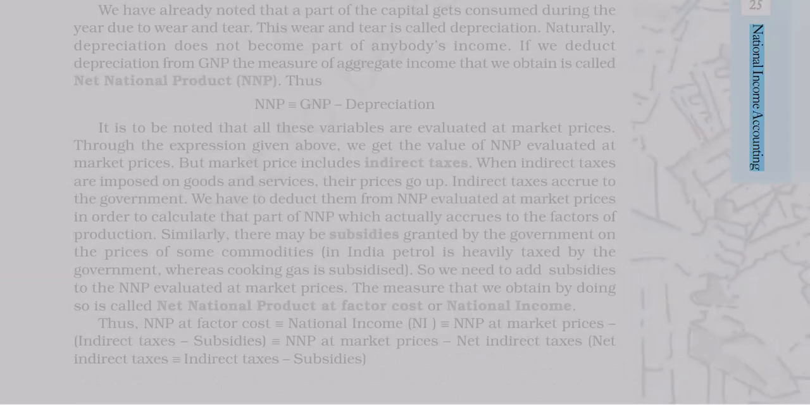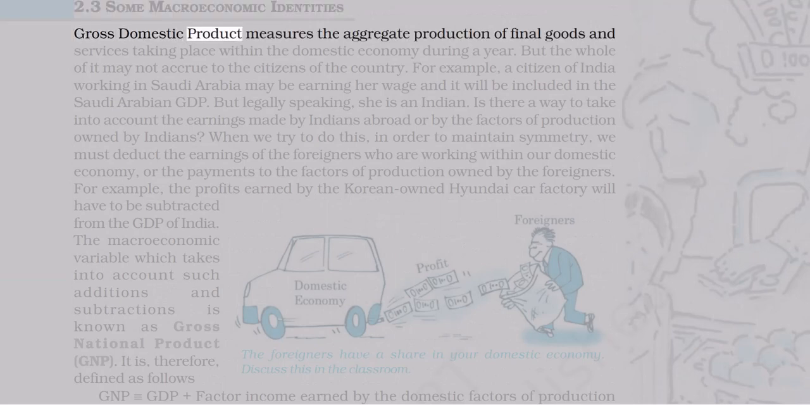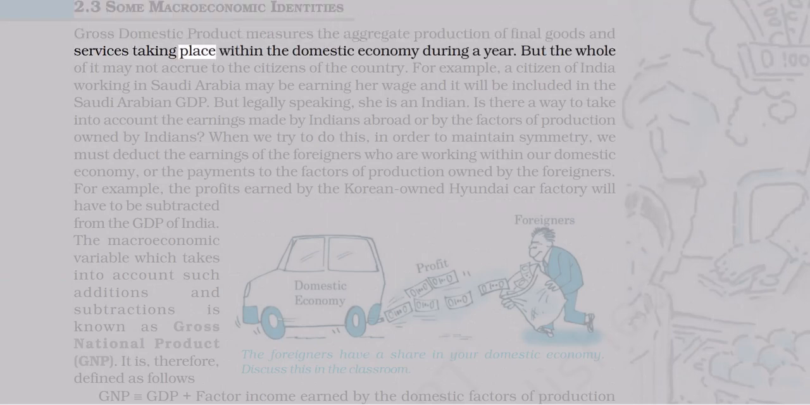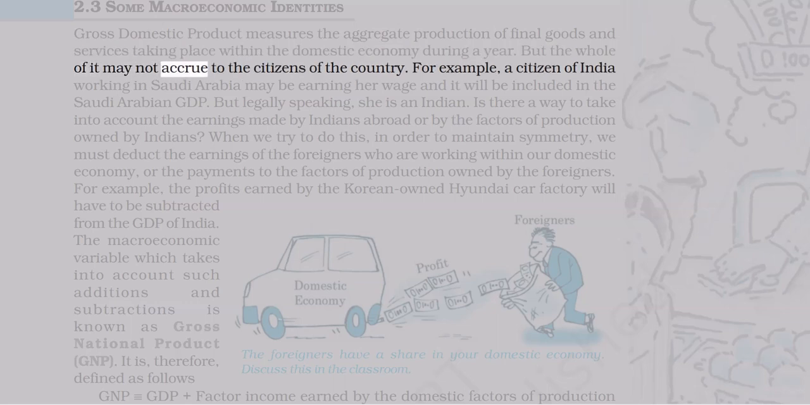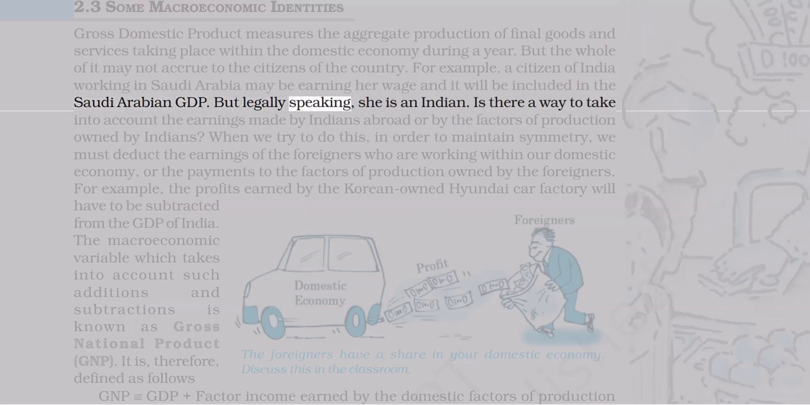National income accounting. 2.3 Some macroeconomic identities. Gross domestic product measures the aggregate production of final goods and services taking place within the domestic economy during a year. But the whole of it may not accrue to the citizens of the country. For example, a citizen of India working in Saudi Arabia may be earning her wage, and it will be included in the Saudi Arabian GDP. But legally speaking, she is an Indian.